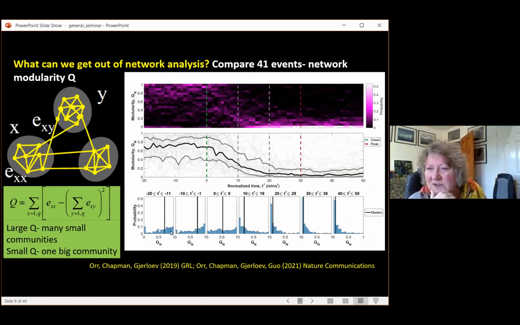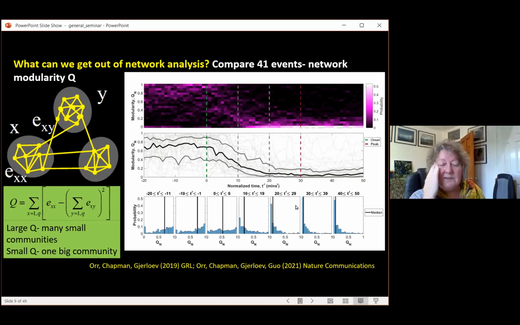But if you look at the distribution, all the different events have different amounts of clumpiness. Some really have lots of little ones and some haven't. So it's all over the place. But once you get into the substorm, you see one big value of Q here. In other words, they're all going to one big current system.